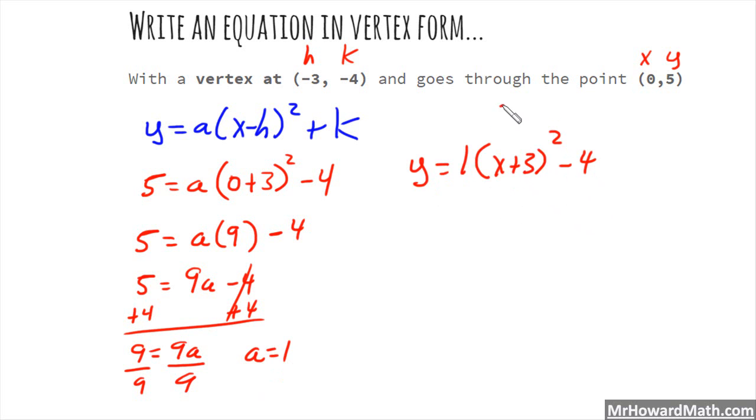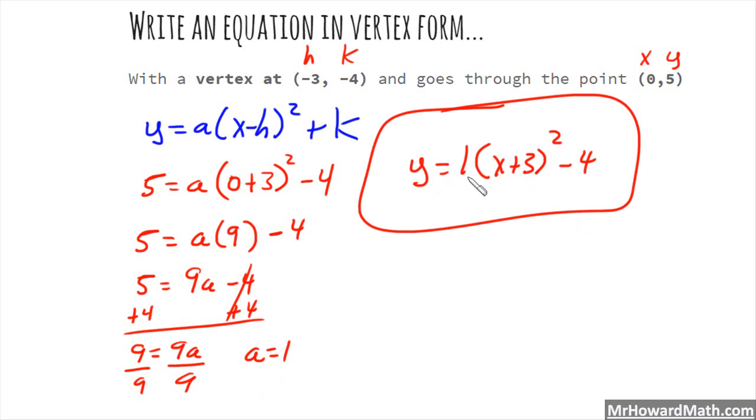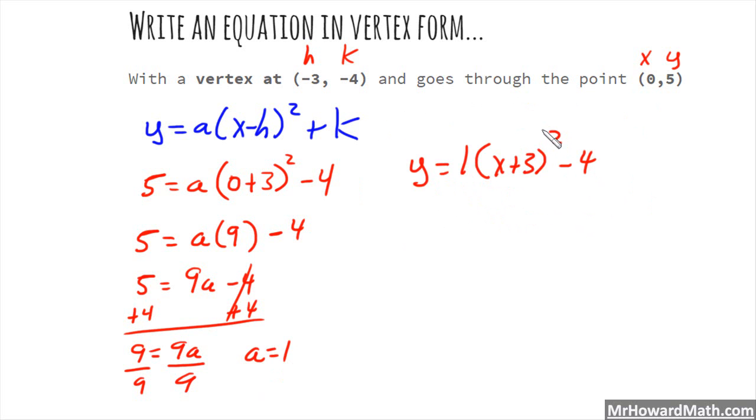So if you notice, in our final answer, y and x stay variables. Everything else needs a number. So we put a number in for h, we put a number in for k, we put a number in for a. So we always need a number here, a number here, a number here. The x and y in the final answer will stay as variables.